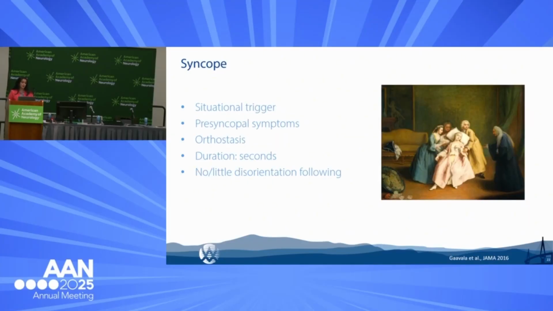Syncope, which we'll come back to a little bit, is often the biggest on the differential when you're thinking seizures versus syncope. Syncope can often have situational triggers, things like fear, pain, micturition, valsalva, pre-syncopal symptoms like tunnel vision, dizziness, palpitations, orthostasis. The duration is usually very brief, seconds, and there's often no or little disorientation following.